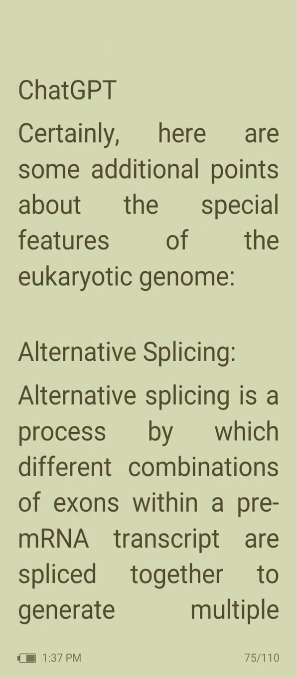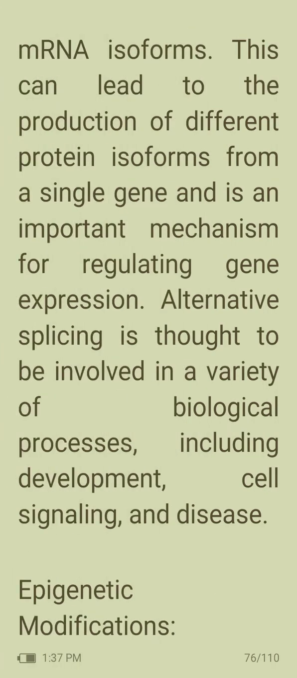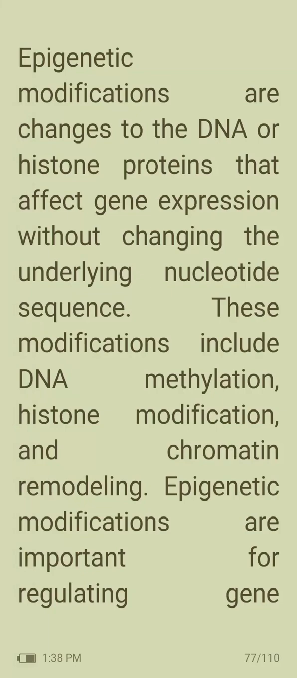Alternative splicing. Alternative splicing is a process by which different combinations of exons within a pre-mRNA transcript are spliced together to generate multiple mRNA isoforms. This can lead to the production of different protein isoforms from a single gene and is an important mechanism for regulating gene expression. Alternative splicing is thought to be involved in a variety of biological processes, including development, cell signaling, and diseases.